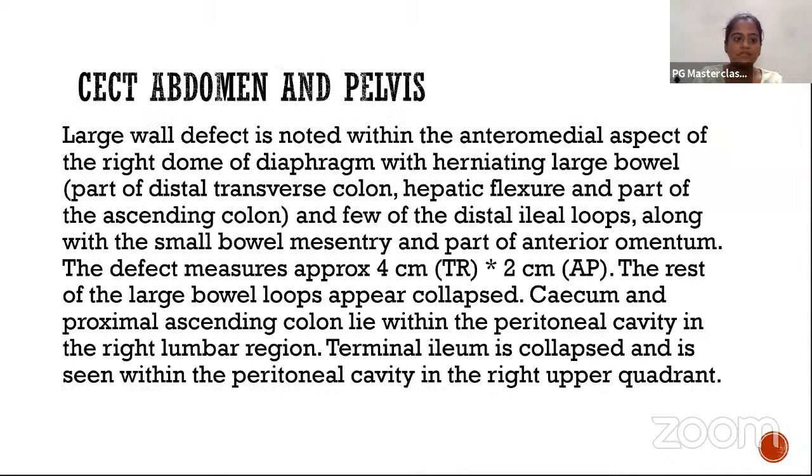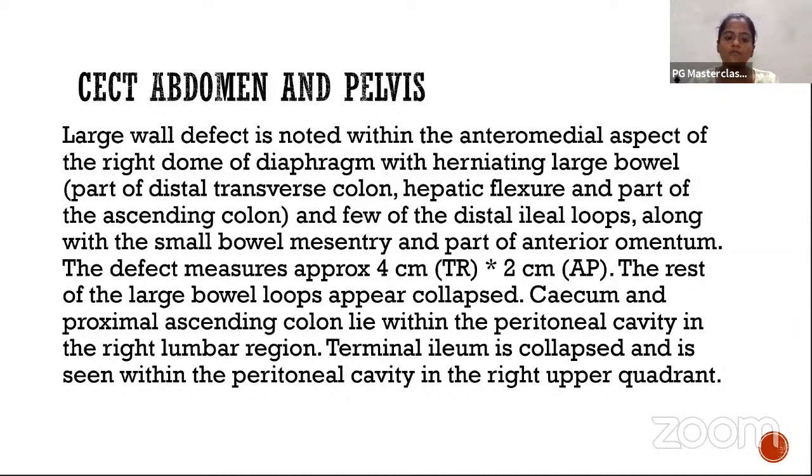On CECT abdomen and pelvis, a large wall defect was noted within the anteromedial aspect of the right dome of diaphragm with herniating large bowel, part of the distal transverse colon, hepatic flexure, and part of the ascending colon, and few of the distal ileal loops, along with the small bowel mesentery and part of anterior omentum. The defect measures approximately 4 by 2 centimeter.